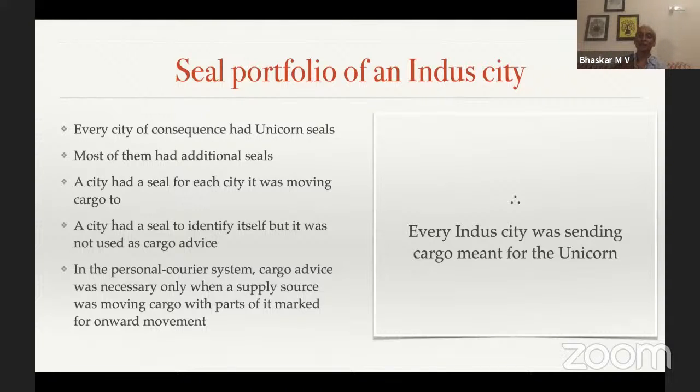Basically, that means if I am Harappa and if I am trading with 4 cities, I will have definitely at least 4 seals that I make regularly in my workshop, because I'm shipping goods to them and I need to put on the cargo that this is meant for that particular destination, right? So the seal portfolio of a city, I submit, would be directly proportionate to the number of trading destinations it has dealings with.